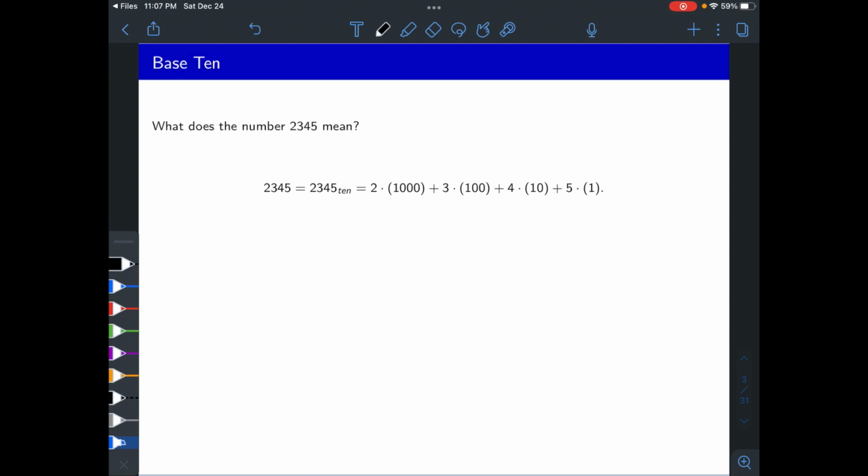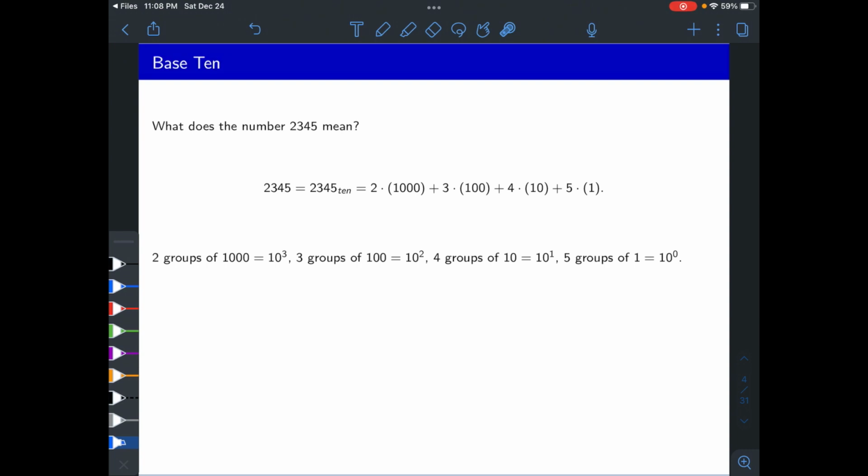Also, there's a notation thing right here. Sometimes when it is not clear what base we are discussing a number in, we'll put a little subscript and write in letters what base we are in.